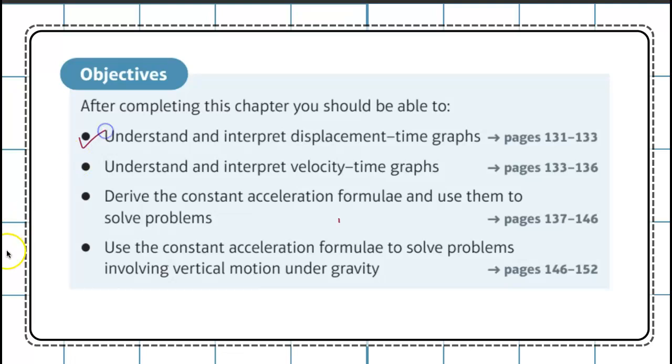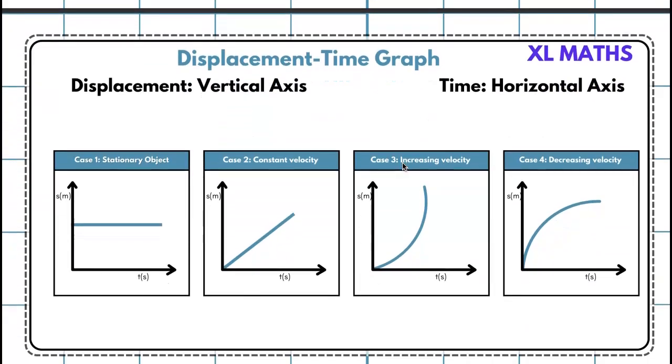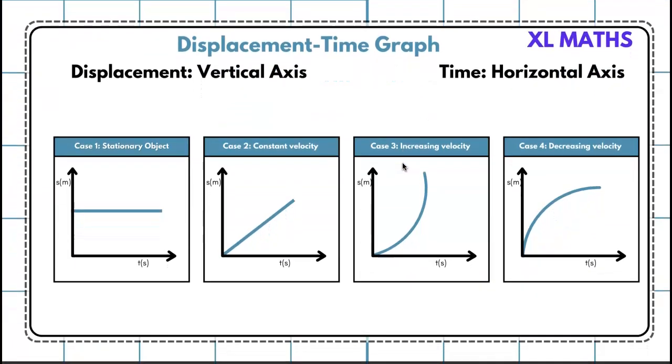Today we'll be focusing on the first one, understanding and interpreting DT graphs, displacement time graphs. So the displacement time graph is not a new thing. You would have done it in GCSE physics as well as maths. If we see DT graphs, we see all these different types of graphs, right? So either the one which is parallel to the x-axis, these are different types. And if you see, I have divided them into each case.